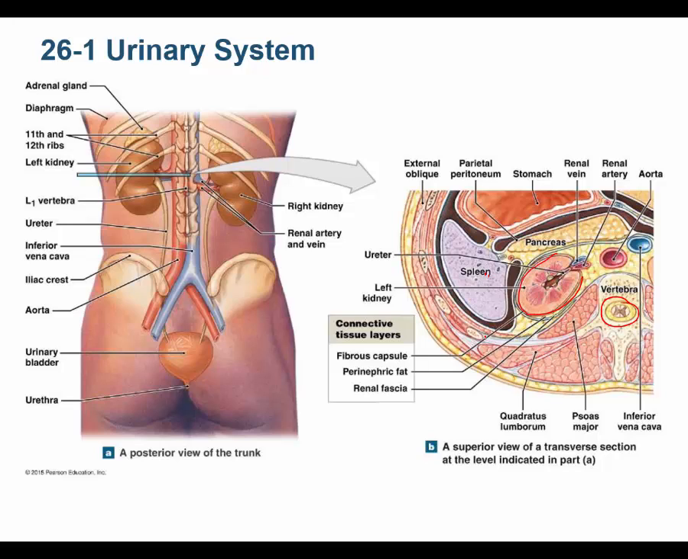Very important here. You can see that the kidney is in the retroperitoneal area. So this is the peritoneum right here. And you can see that the kidney is behind it. So we say the kidney is retroperitoneal, but it is surrounded by this perinephric fat. There's a whole bunch of fat around the kidney, and that holds it in place, and there's some fascia there. So you can see that holding the kidney in place.